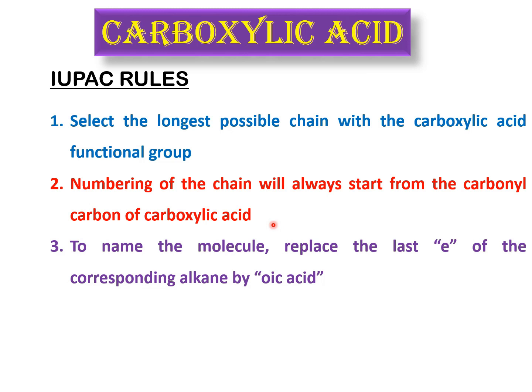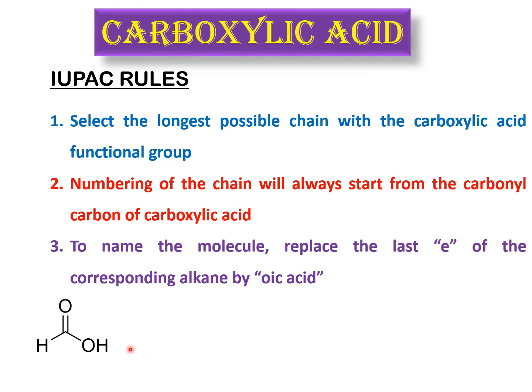Now to name the molecule, the last E of the corresponding alkane is replaced by oic acid. So you have a carbon chain and we have a name for the corresponding alkane having the same number of carbon atoms. The last E of that alkane is replaced by oic acid. So it becomes generally alkanoic acid. And we will see this with the help of some examples.